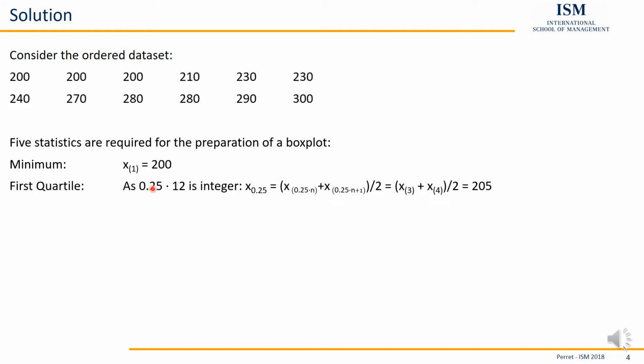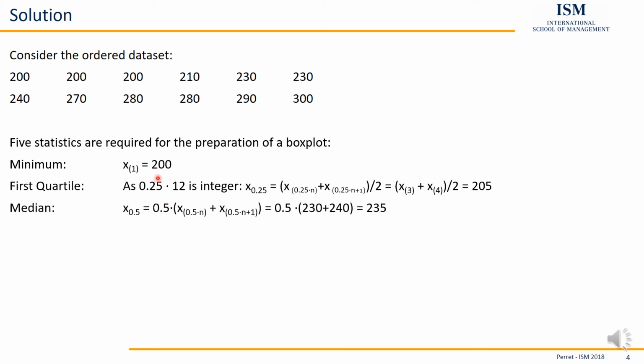If it's not an integer, we have a slightly different formula for quartiles and for, in general, any type of quantiles. So here we get 0.25 times 12 is 3. Next one is 4. So we select the third and fourth value, take the average of 200, 210 is 205. That's the second value. The third value is the median.